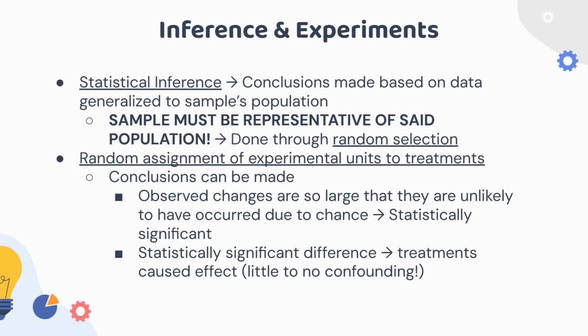And with a statistically significant difference, the treatments cause the effect. So if there's a statistically significant difference, that means the treatment actually caused the effect that we're looking for. So that means we made a conclusion and we can actually say the treatment did this, and we don't have to say some other thing did that. In an observational study, you don't do random assignment, so you cannot make causation.